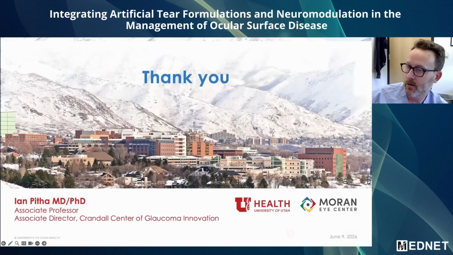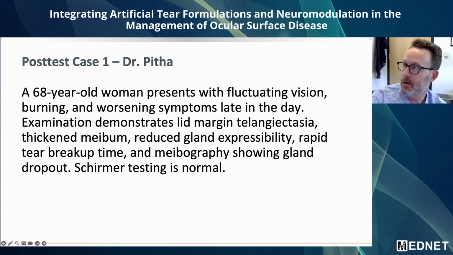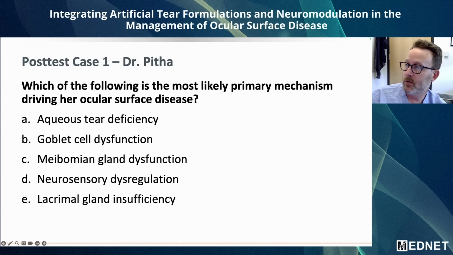I think, wait, there's a post-test clinical vignette. So we're back to the 68-year-old woman, fluctuating vision, burning and worsening symptoms late in the day. Examination demonstrated lid margin telangiectasia, thickened meibum, reduced gland expressibility, rapid tear breakup time, and meibography showed gland dropout. Her Schirmer test, which is her tear amount, was actually normal. So which of the following is the most likely primary mechanism? Aqueous tear deficiency, goblet cell dysfunction, meibomian gland dysfunction, neurosensory dysregulation, or lacrimal gland insufficiency.